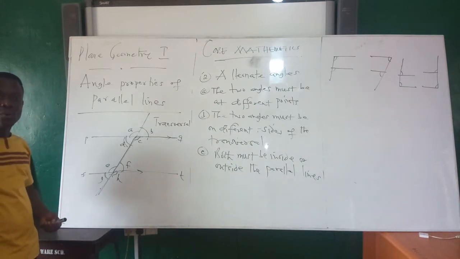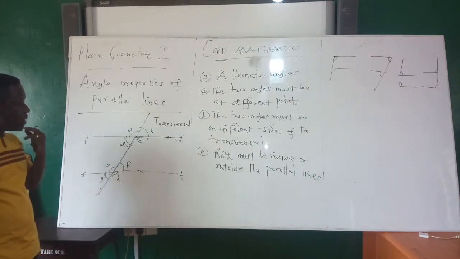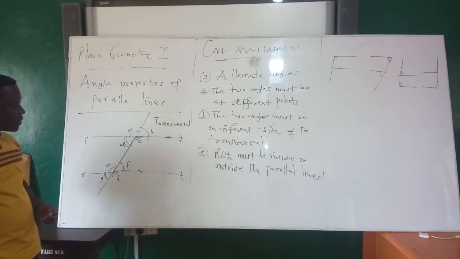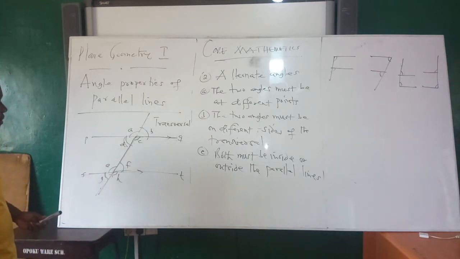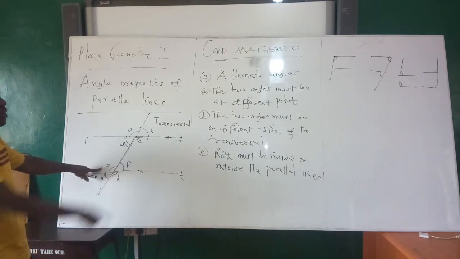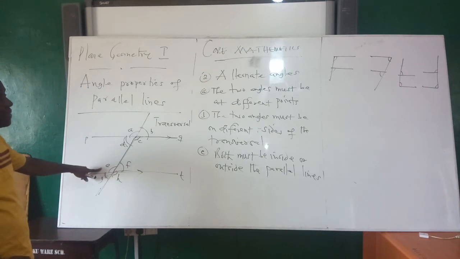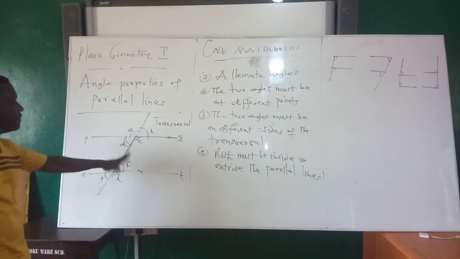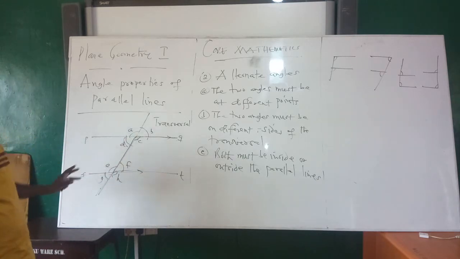So again, let me give you some 30 seconds to go through and be able to identify the alternate ones amongst them. Right. So let me take it out from here. If you look at it properly, critically, angles C and E are alternate because they satisfy all the three conditions. One is that the two angles are at different points, and then the two angles are on different sides, and both of them are inside. So they satisfy all the 3 points, so they are alternate.